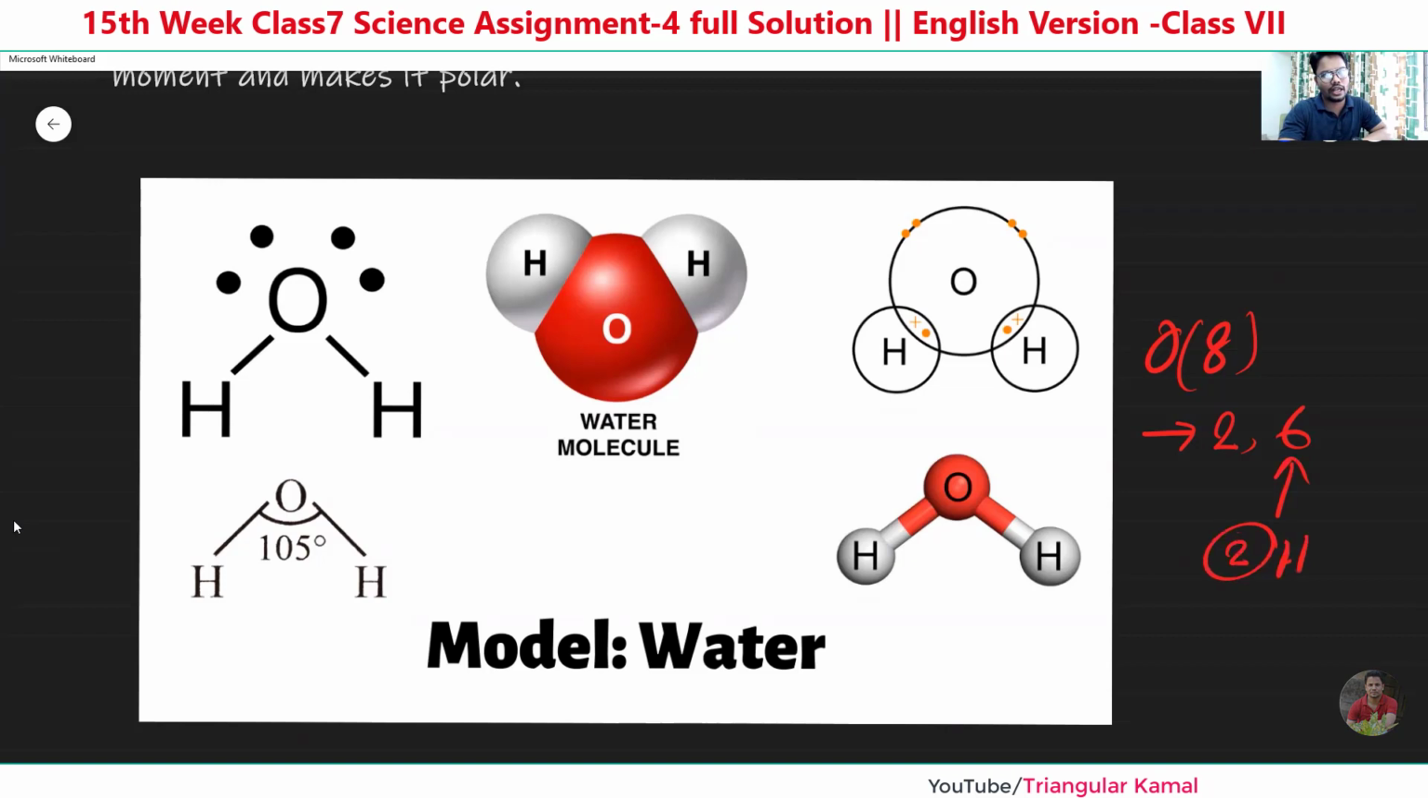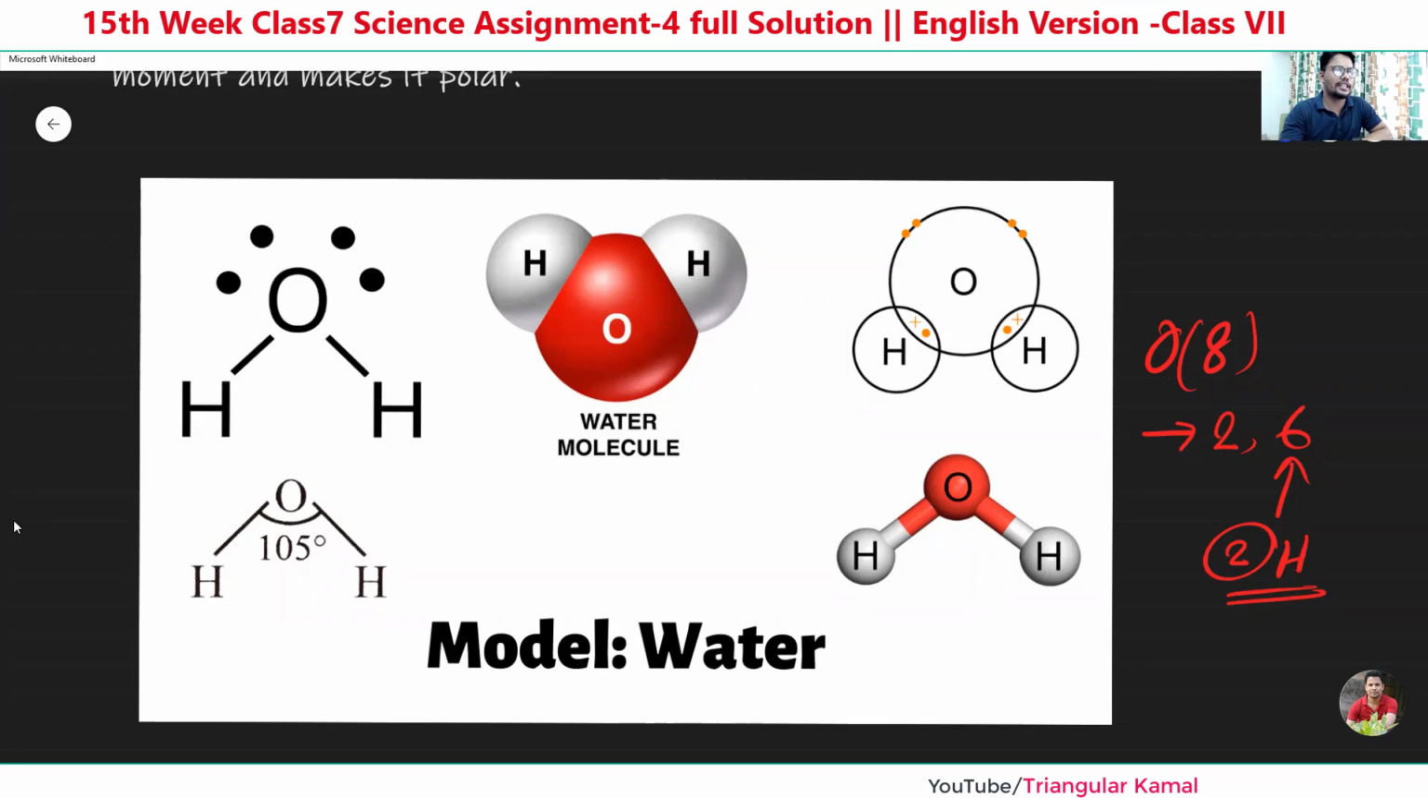That's why it will share its outer 2 electrons with the 2 hydrogen. So this is the chemical bond, and this shape looks like the V shape. This angle is 105 degrees, and here are 3D pictures of the water.